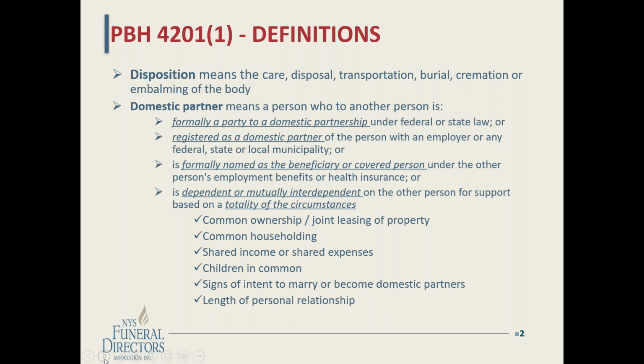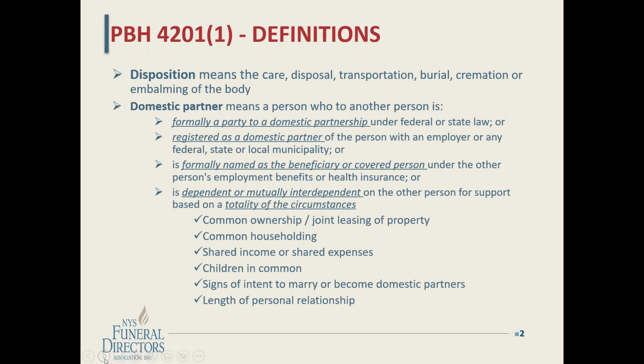A third way they can do it is if you're named as a beneficiary or a covered person under the other person's employment benefits or health insurance. The reason for that is normally if you're going to be named that way, you typically already have a relationship like a domestic partnership. So they can just present that evidence of being the beneficiary to show that they are the domestic partner.